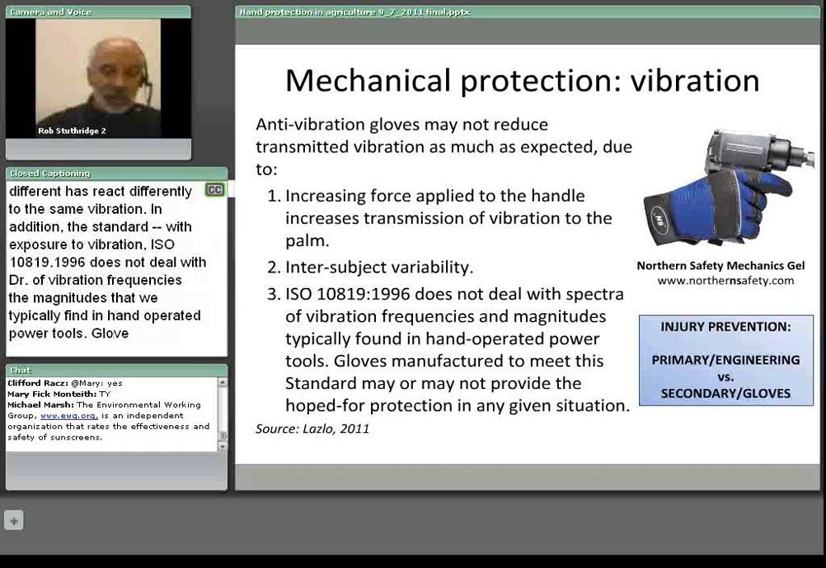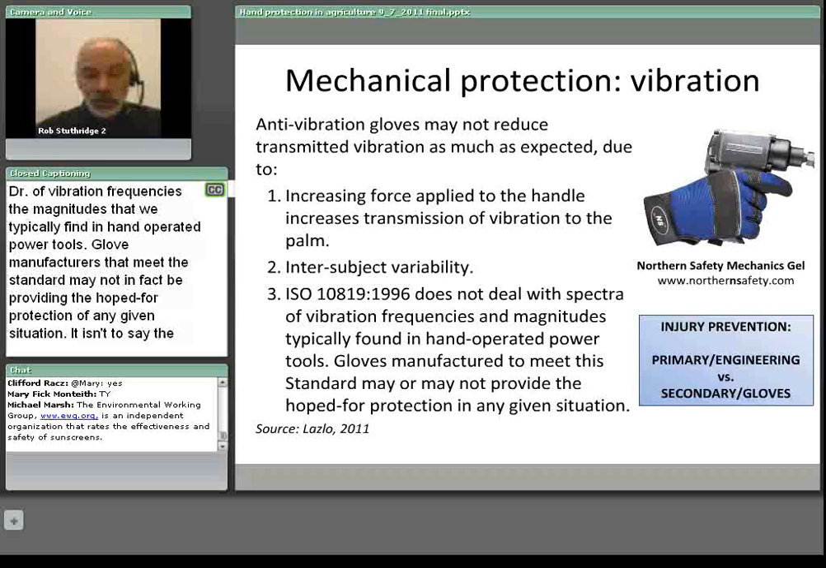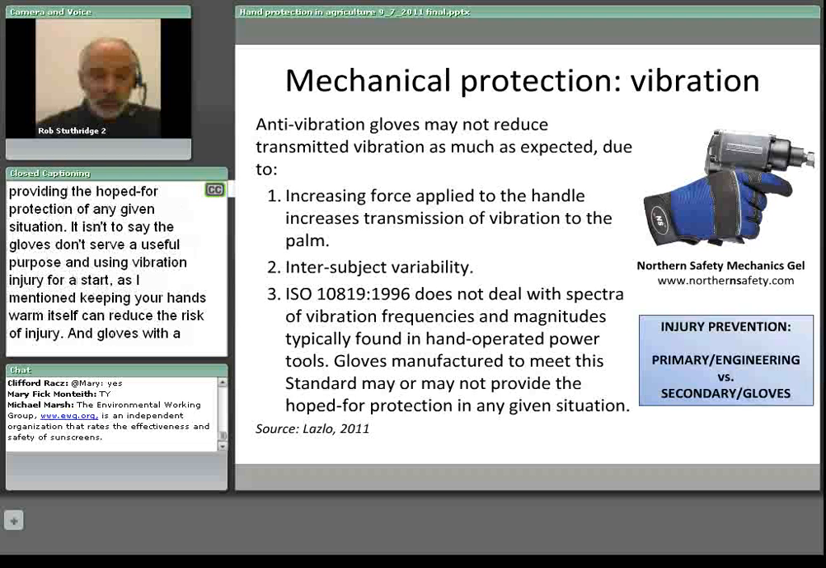It isn't to say that gloves don't serve a useful purpose in reducing vibration injury. For a start, as I mentioned, keeping the hands warm itself can reduce the risk of injury. And gloves with a strong slip resistance may allow a reduced grip force by the user to maintain control of the tool. Flexibility and fit are critical attributes of gloves worn to protect the wearer from vibration injury.